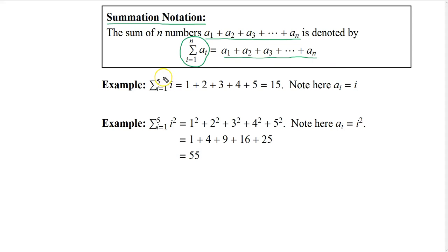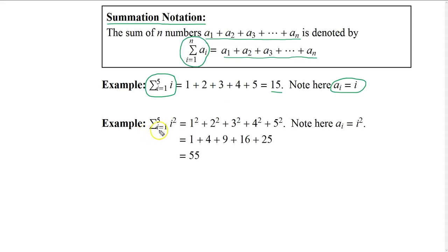For example, if we want to evaluate the sum from i equaling 1 to 5 of i. So in this case the a sub i is i. Then the i goes from 1 to 5. So it would be 1 plus 2 plus 3 plus 4 plus 5, which if you evaluate that comes out to 15.